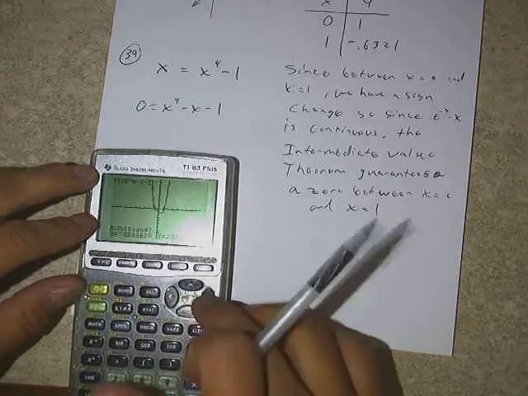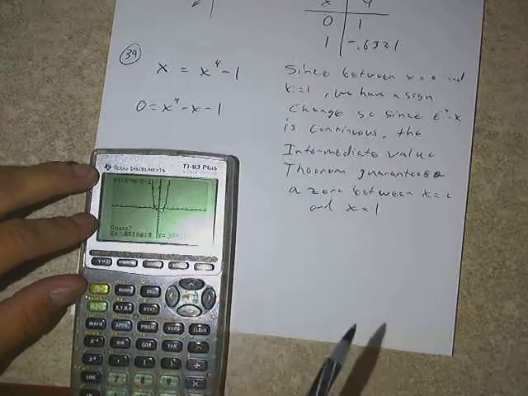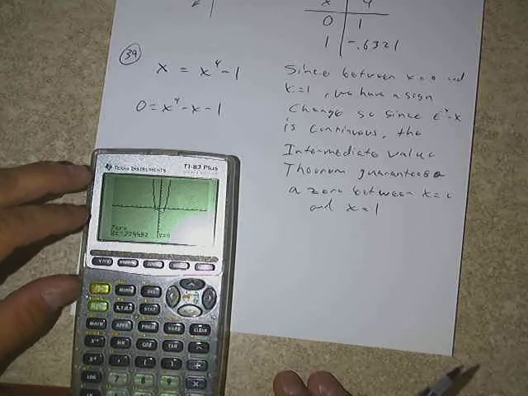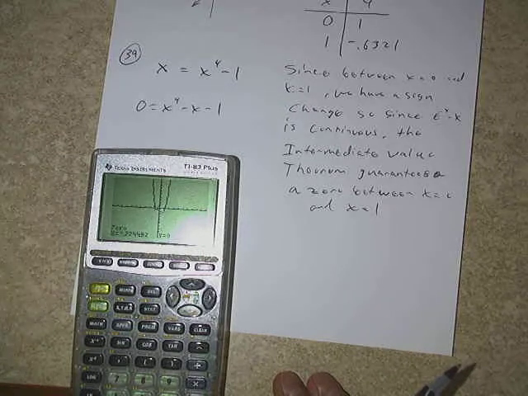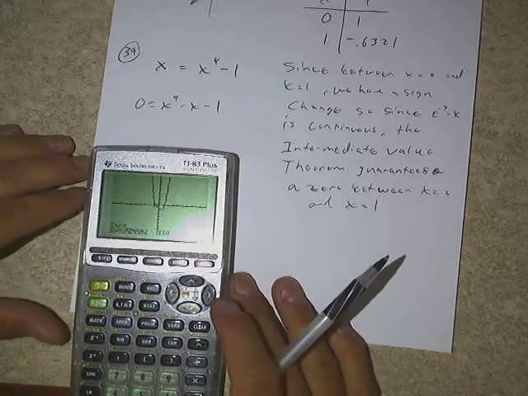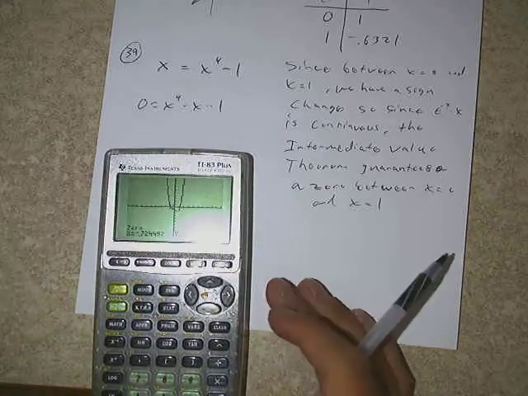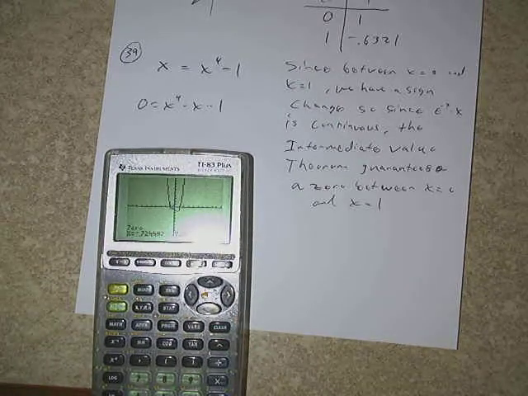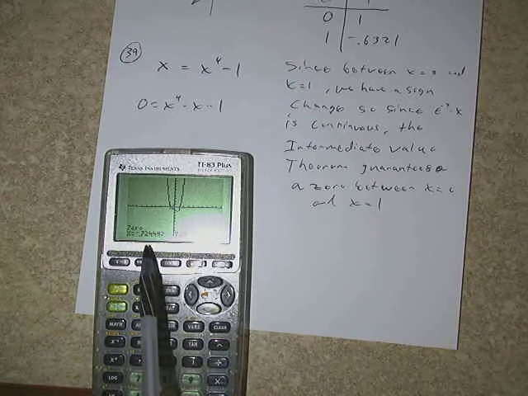What else? 43, we're going to skip that one. You can go ahead and cross that one out. What else?